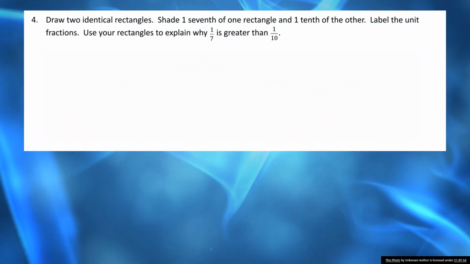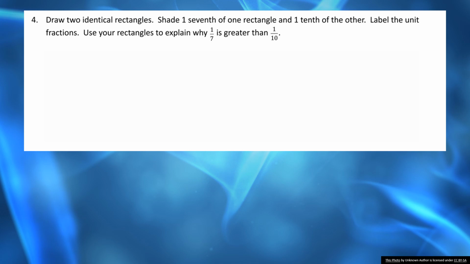All right, now this is the last question of our homework, so you're almost done. Let's look at number 4. Number 4 says draw 2 identical. Identical means the exact same. Like identical twins are the exact same for the most part. One might be mean, one might be nice, but otherwise they look the same, right? So draw 2 identical rectangles. Shade 1/7 of one rectangle and 1/10 of the other. Label the unit fractions. Use your rectangles to explain why 1/7 is greater than 1/10.